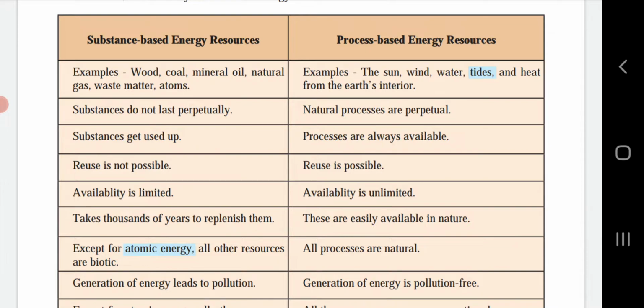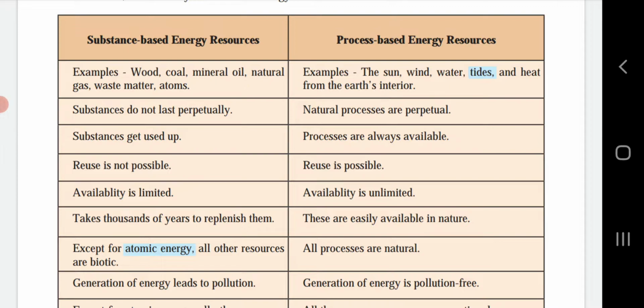Substance based energy resources. Example: wood, coal, mineral oil, natural gas, waste matter and atoms. These all are the substance based energy resources. What are the process based energy resources? Example: the sun, wind, water, tides and heat from the earth's interior. Substances do not last perpetually. Here the natural processes are perpetual.